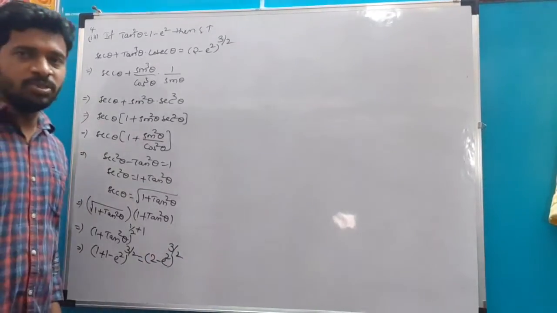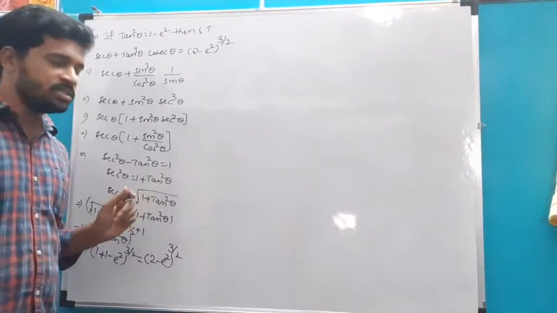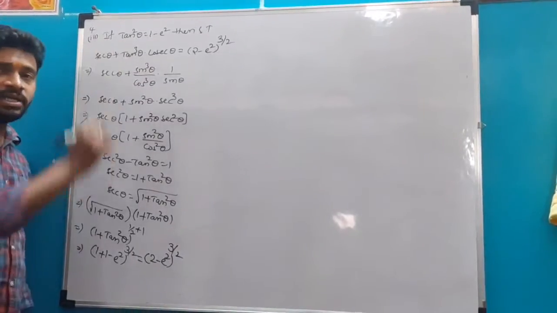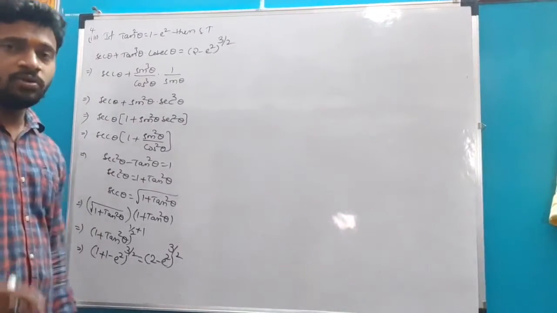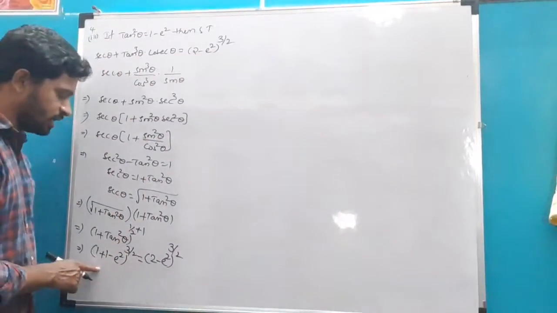So just doing the simplification and using the identity of secant square theta minus tan square theta equal to 1, we are converting completely in terms of tan. Why? Because we know the tan trigonometric ratio, that's why we are converting and writing the solution.